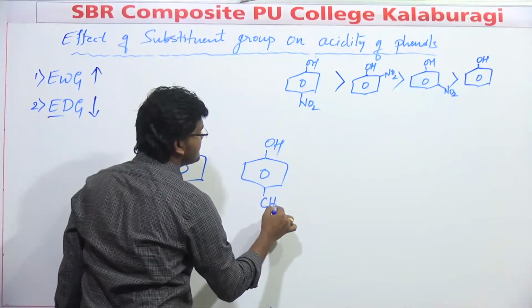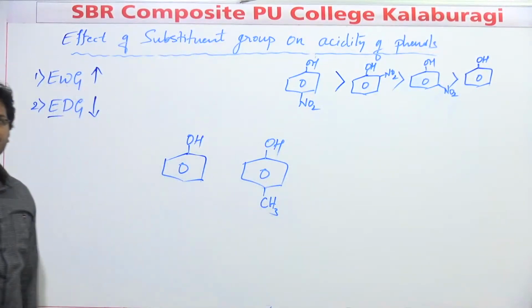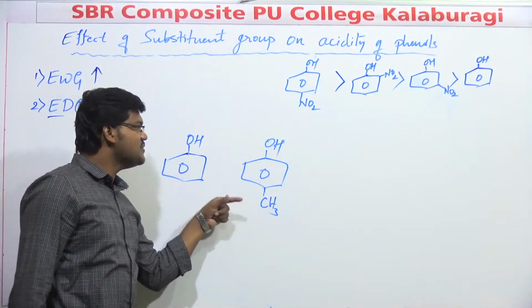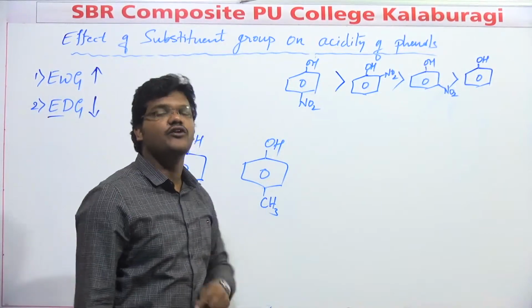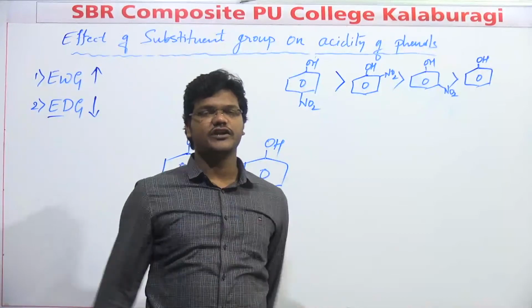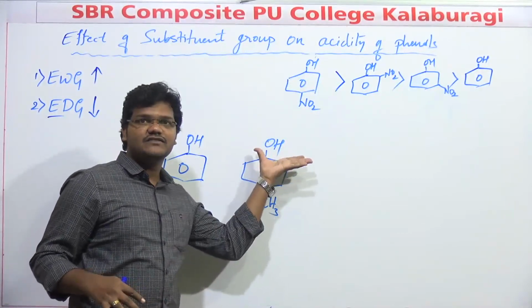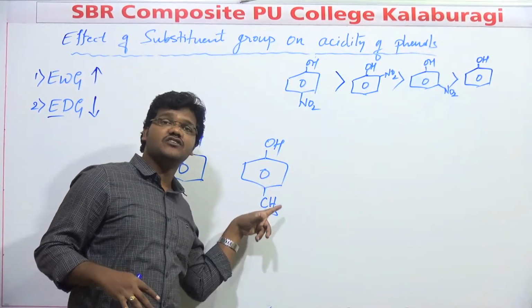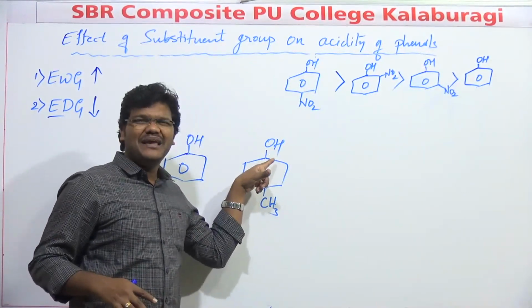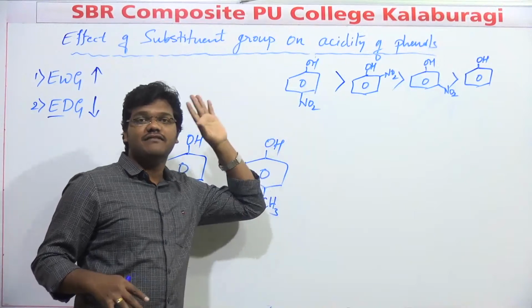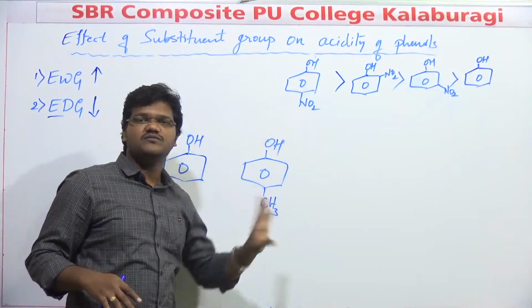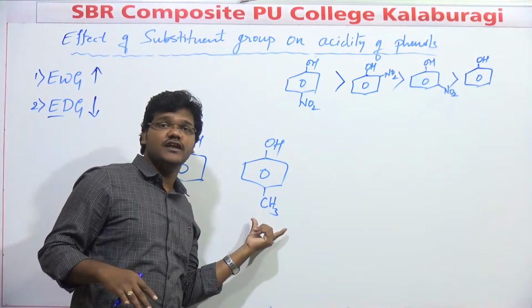You see, I am having cresols. So in cresol, I am having a CH3 group. I know this is an electron donating group. And I know electron donating groups intensify the negative charge, or increase the electron density of the OH, and make it difficult for the OH to cleave. Donation of a proton becomes difficult due to the presence of the electron donating group.